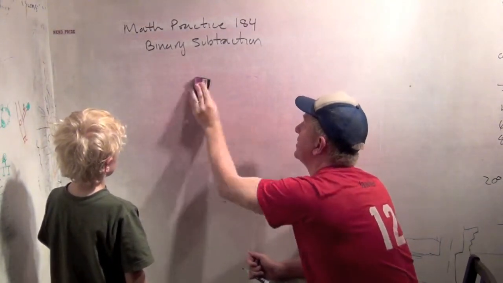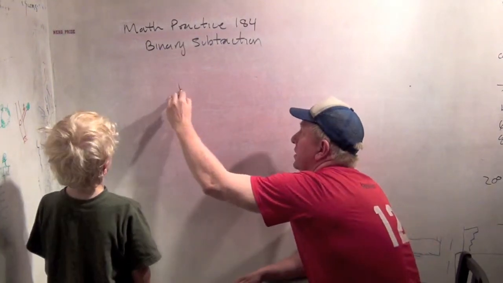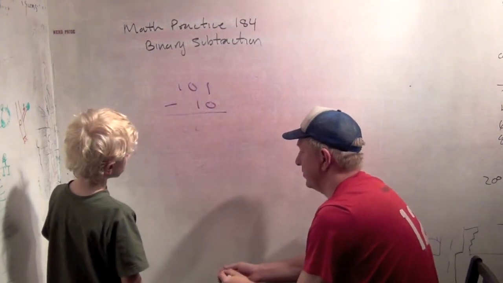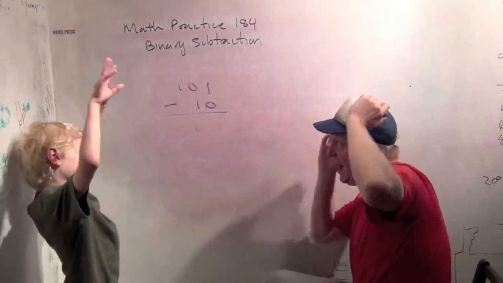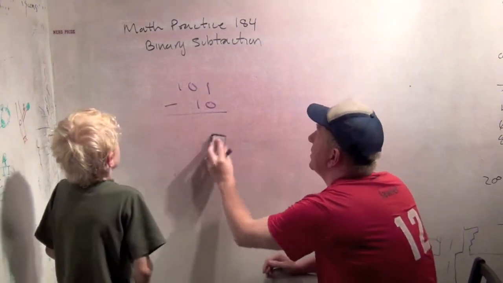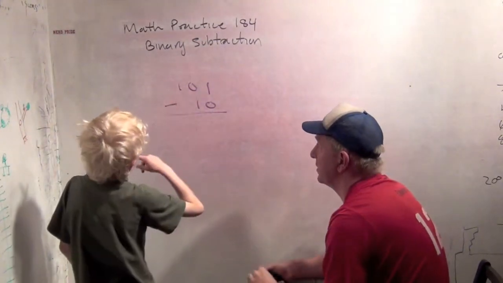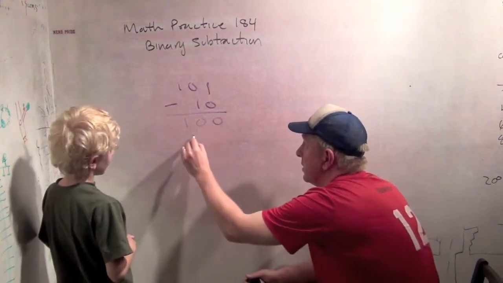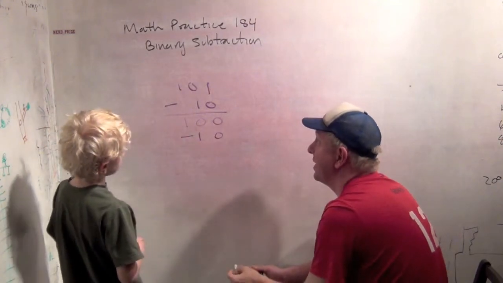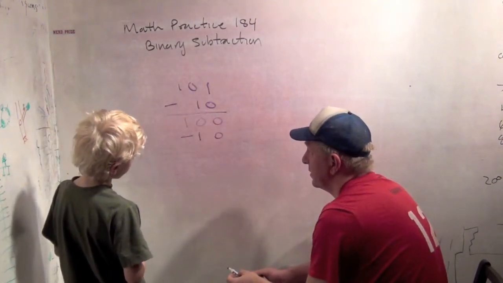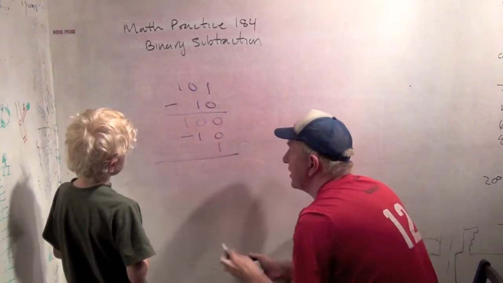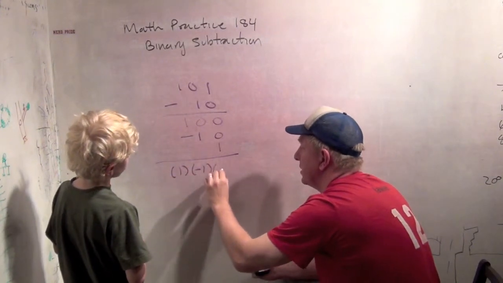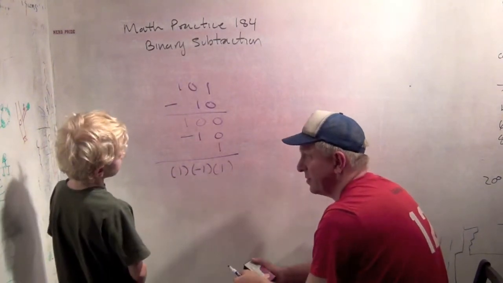All right, so now let's do a slightly more complicated example. Let's see if we can figure out what we need to do here. Let's do 101 minus 10. Okay, let's see what happens here. Well, we get 1 minus nothing is just 1. 0 minus 1 is minus 1. And 1 minus 0 is 1. So we get the binary number 1, minus 1, 1. Now, is minus 1 a good number?